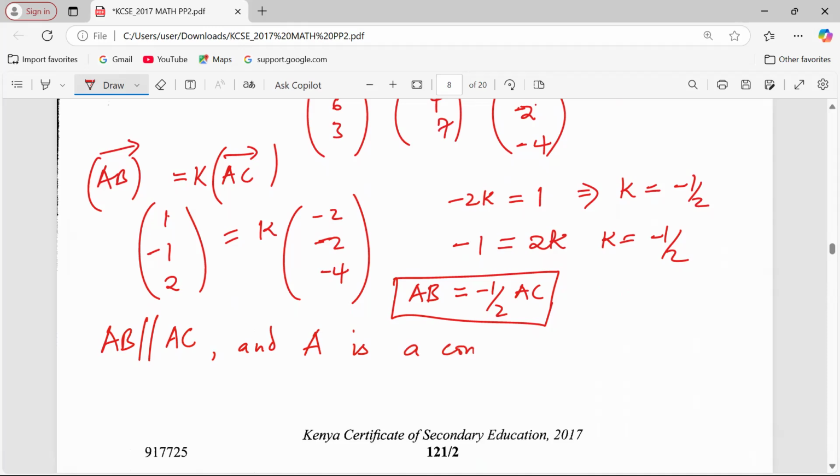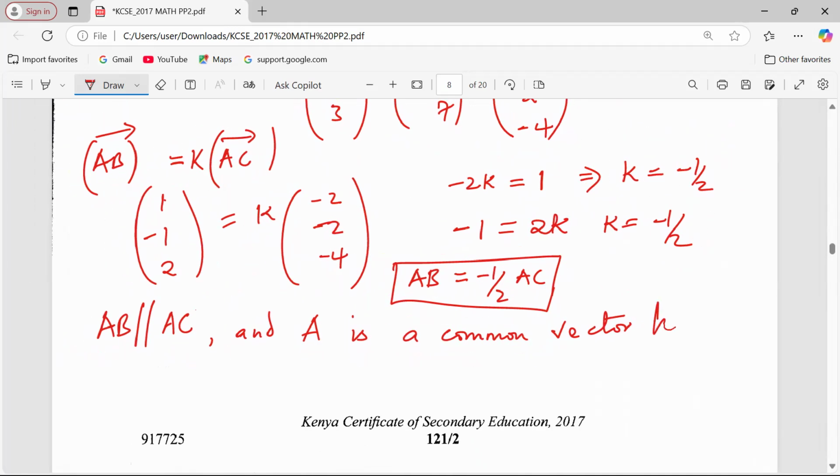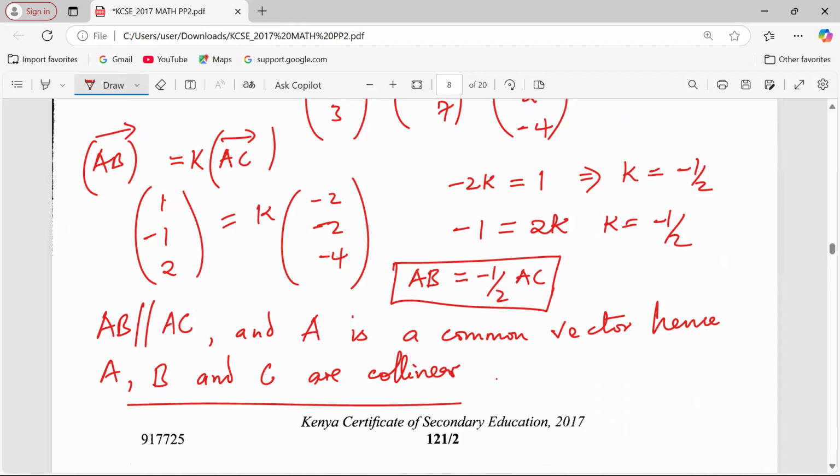So it's a common vector, hence our points A, B, and C are collinear. So that is the only test for collinearity. You confirm that two vectors expressed from the given points are parallel to one another. Then you also confirm a common point from the vectors that you've chosen.